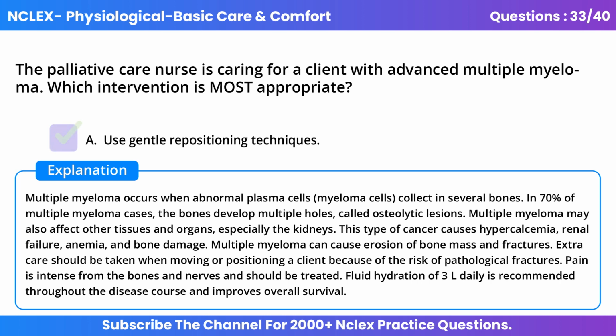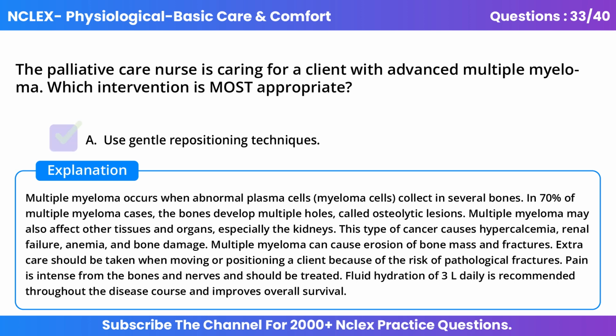In 70% of multiple myeloma cases, the bones develop multiple holes, called osteolytic lesions. Multiple myeloma may also affect other tissues and organs, especially the kidneys. This type of cancer causes hypercalcemia, renal failure, anemia, and bone damage. Multiple myeloma can cause erosion of bone mass and fractures.